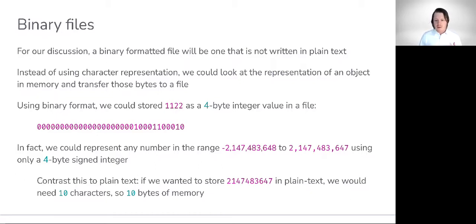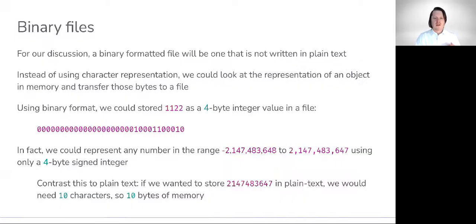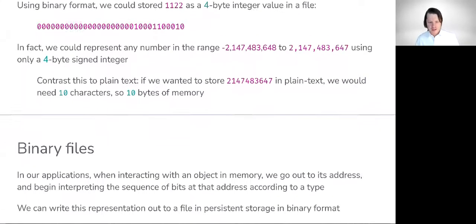However, if we wanted to simply drag and drop that in-memory representation into our file, it would only require 4 bytes. Now think about this over time with many integer values or other types of objects. Writing out in plain text is going to get expensive in terms of space relatively quickly. Using binary files, we'll be able to mitigate this a little bit. So let's think about how this works.